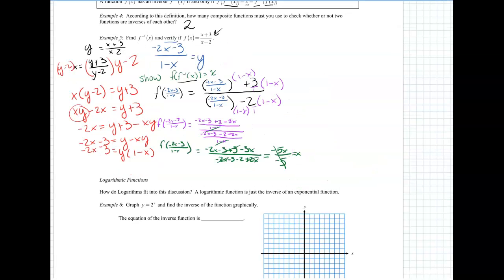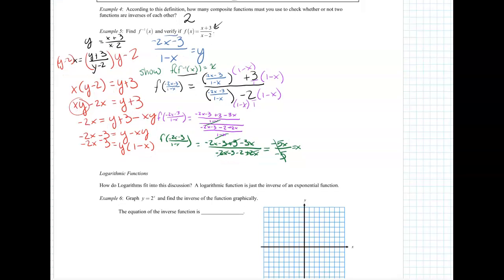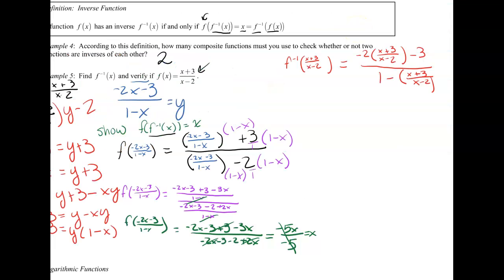Because now we get to go the other way. Yay! So now we get to see, okay, is f inverse of my original function equal to x? Alright. So I go find my inverse, that was this hot mess, and anywhere that I see an x in that mess, I'm going to plug in my original function, which is what I've done so far.